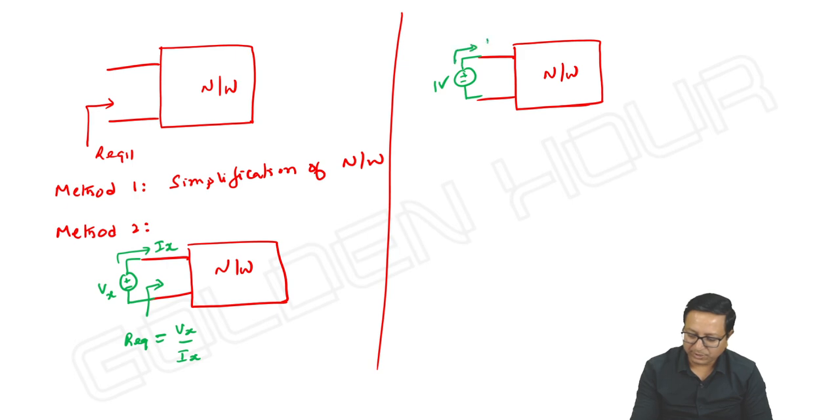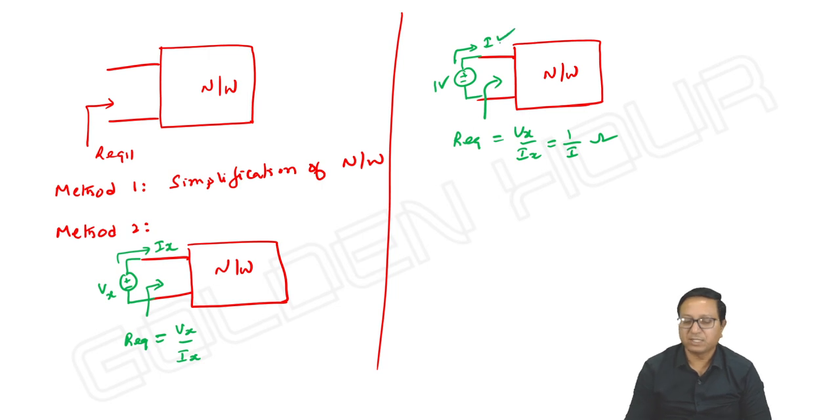1 volt, and let this current be I. Then R equivalent is equal to Vx by Ix, that is 1 by I. So if you know the current entering the terminal, we can take the reciprocal of it and that gives the equivalent resistance. This is one method and it need not be 1 volt. If you connect 5 volts, then you can calculate the current accordingly. This is a general formula.